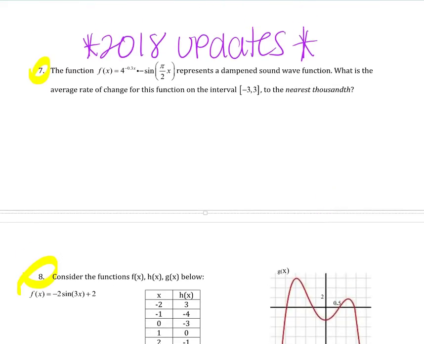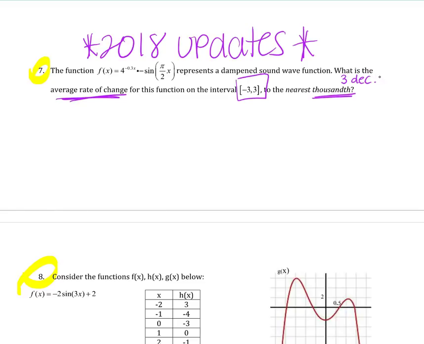So bringing it back to number 7, the function f of x, which is a sine graph, represents the dampened sound of a sound wave function. What is the average rate of change for the function on the interval of -3, 3? And it says round to the nearest thousandth, which is 3 decimal places: tenths, hundredths, thousandths.